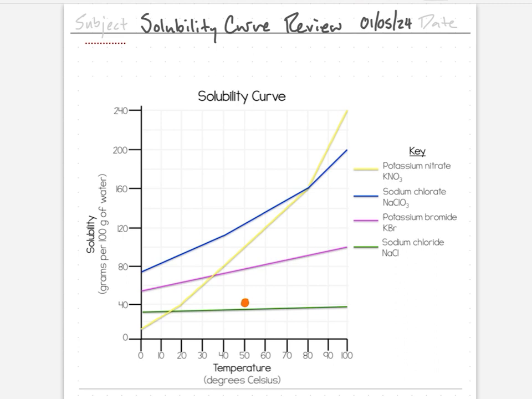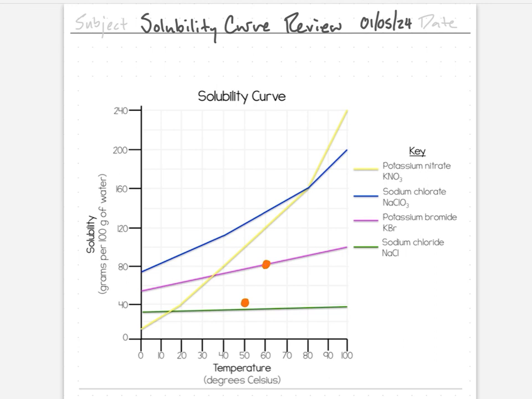Now, what if I said, all right, what happens if I add 80 grams of potassium bromide at a temperature of 60 degrees Celsius? Well, that's going to land us right here. Put my orange dot. And what does that mean about potassium bromide in 100 grams of water? At this amount, at this temperature, it tells us in those conditions, it's going to be saturated.